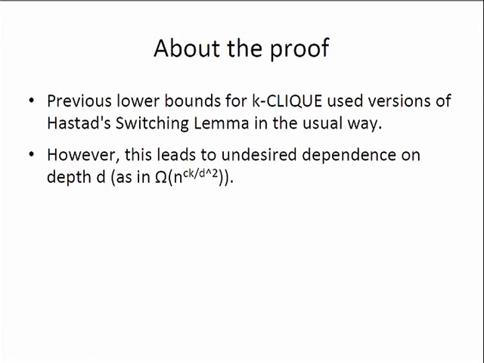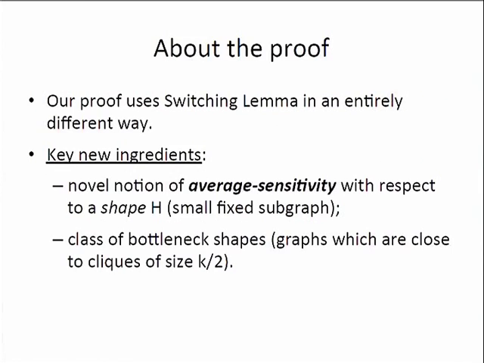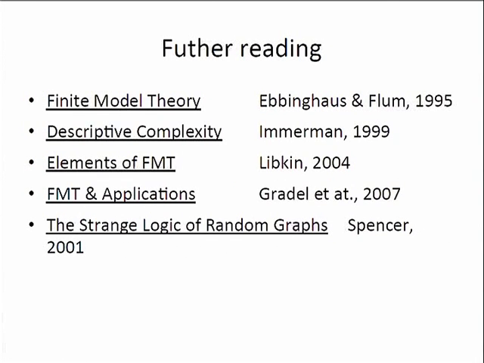I'm not going to get into the proof at all, but just to mention some things about it. The previous lower bounds for the k-clique problem, as indeed many lower bounds for AC0 properties, use a technique known as Hastad's switching lemma, and they use it in a kind of conventional way. This is what leads to this undesirable dependence on the depth parameter d in the exponent of the lower bound. In my proof, it does rely on the switching lemma, but it's using it in a very different way. There are some key new ingredients in the proof. For instance, there's a new notion of average sensitivity with respect to some kind of shape, and we identify a class of bottleneck shapes, which is what's giving this k over 4 lower bound.